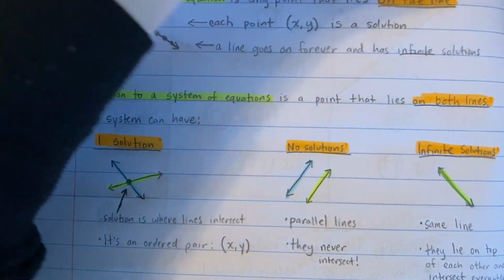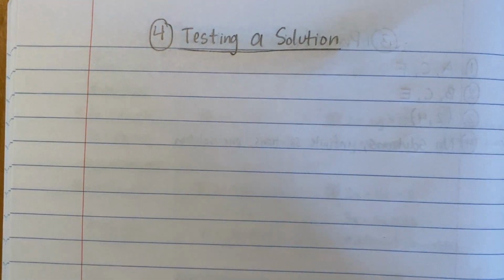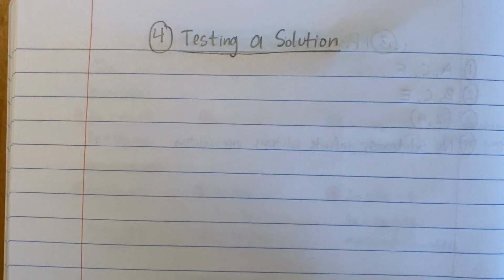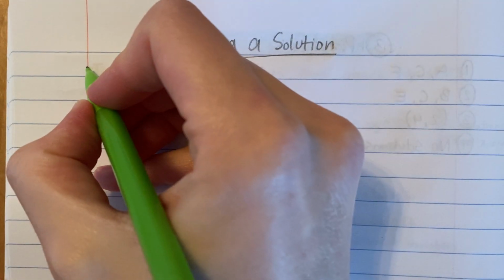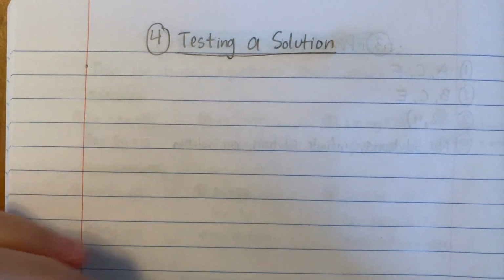And it's really good for us to be able to know, okay, if I come up with this one solution, how do I check my answer? How do I test and see if that is in fact the solution? It's really important that we're able to check because that means that we never have to worry about whether our answer is right or not.